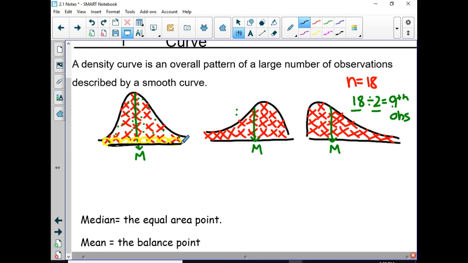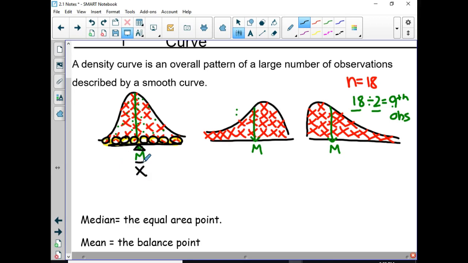Well, I already answered the question. If I put my fulcrum, my little triangle there, I have 1 circle, 2 circles, 3 circles, 4 circles. 1, 2, 3, 4 weights, or 4 people, if you want to think of it like a seesaw. I have 4 people on this side. That's the balance point. So that makes sense. With a symmetric distribution, the mean is equal to the median.